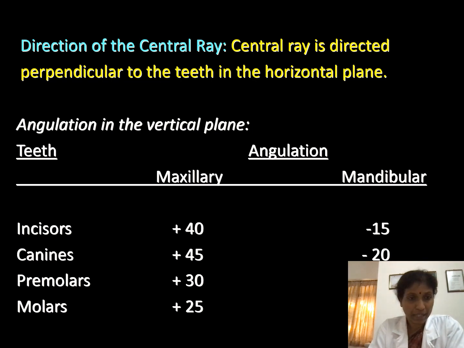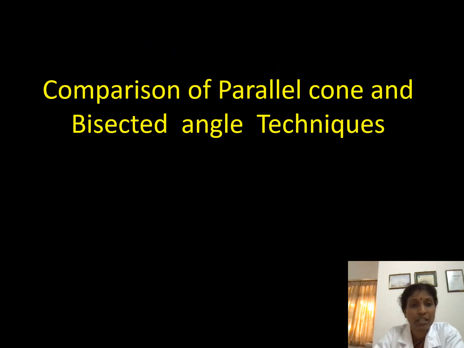For example, for maxillary incisors it is plus 40 and mandibular incisors minus 15; maxillary canines plus 45 and mandibular canines minus 20; maxillary premolars plus 30 and mandibular premolars minus 10; maxillary molars plus 25 and mandibular molars minus 5. We give these vertical and horizontal angulations in order to make the central ray perpendicular to the imaginary bisector line.